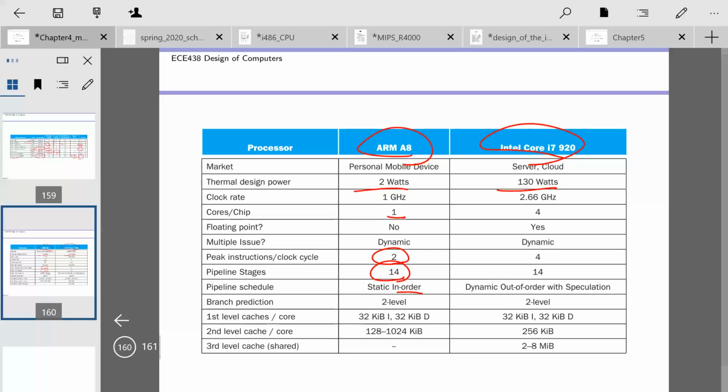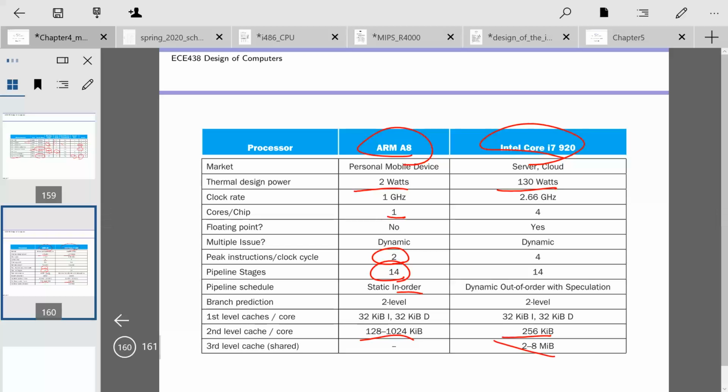And there's its cache system. That really doesn't mean a lot to you right now. 32 kilobytes of instruction, 32 kilobytes of data cache. Remember, we have to keep those memories small because they run at the speed of the processor. And then the next level cache is 128 kilobytes to 1 megabyte. The second level cache depends on the SoC, the system on a chip that the A9 is built into. Whereas the Intel Core i7 is not a system on a chip. It's a single microprocessor, and so the cache is fixed. And it's at 256 kilobytes, and we'll talk more about this when we talk about memory hierarchy.